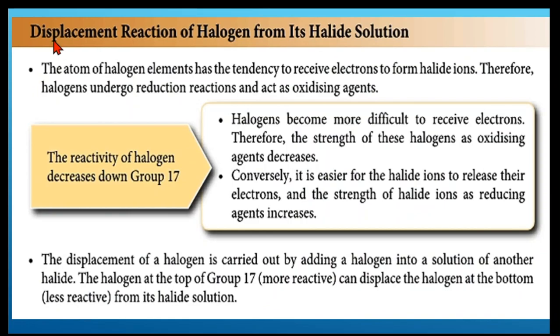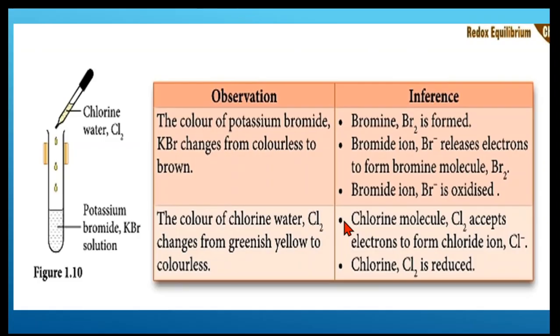Okay. Displacement reactions of halogen from its halide solution. Halogen is group 17. The atom of halogen has the tendency to receive electron, kan? Kita tahu group 17 itu lebih cenderung untuk menerima elektron. Halogen become more difficult to receive electron. Therefore, the strength of these halogens as oxidizing agent decreases. Conversely, it is easier for the halide ion to release their electron, and the strength of halide ion as reducing agent increases. So, kita tengok di sini.